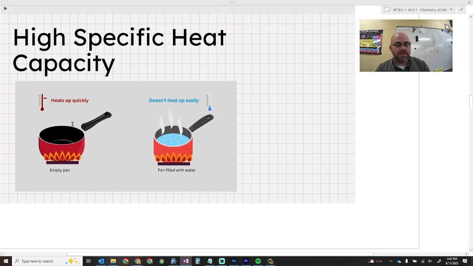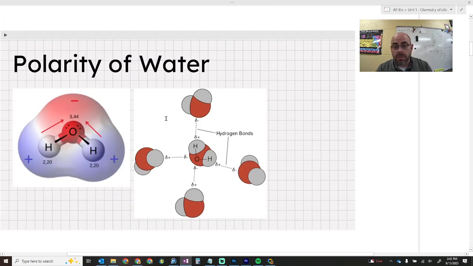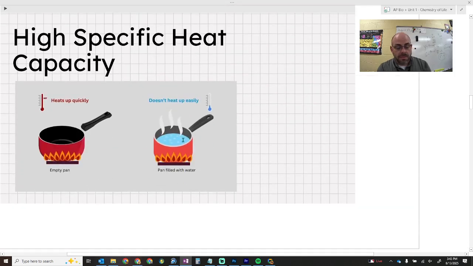I almost said specificity. Specificity is a nice word. High specific heat capacity. What does this mean? So water holds a lot of heat. Why does it do that? Well, one water molecule can form 4 hydrogen bonds with other molecules. It takes a lot of energy to separate those bonds, and so that stores all that energy, right? So water is able to store quite a bit of energy before those bonds begin to break. And it takes a while for it to heat up.